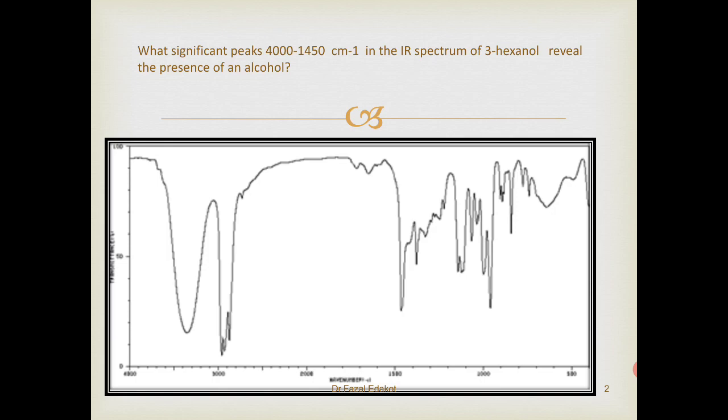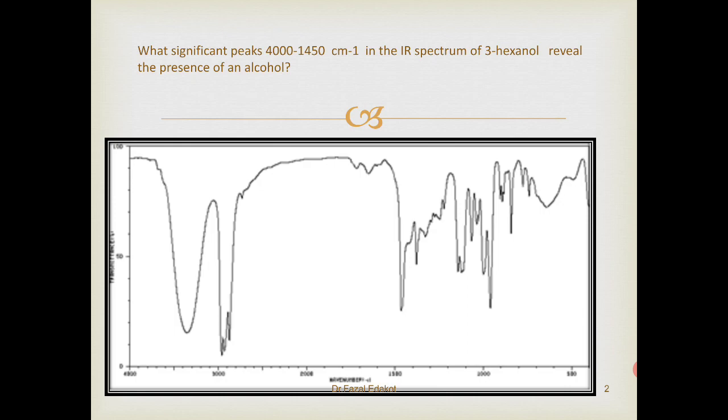You can see an IR spectrum over here. This is the IR spectrum of 3-hexanol. So the question is, what significant peaks between 4000 to 1450 per centimeter in the IR spectrum of 3-hexanol reveal the presence of an alcohol?